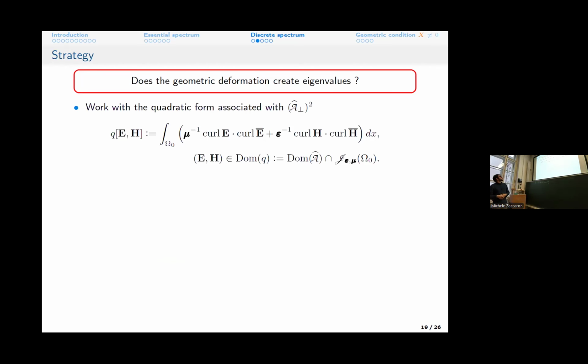So the strategy is that we pass to the second order formulation. So we take the square operator, actually the square of A curve. So it's important to work with the reduced one. First, let me comment on why we pass to the second order formulation: because we want to use the language of quadratic forms, and in particular, we want to use the min-max theorem, a very powerful theorem.